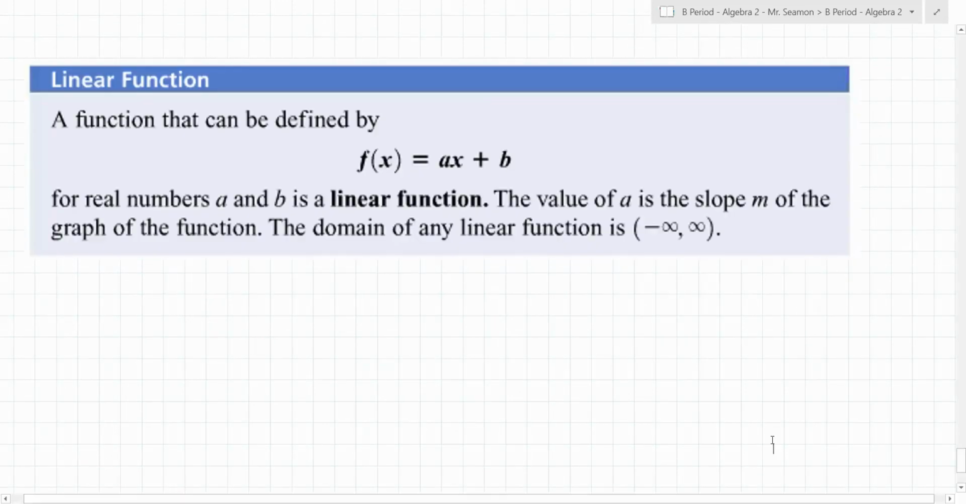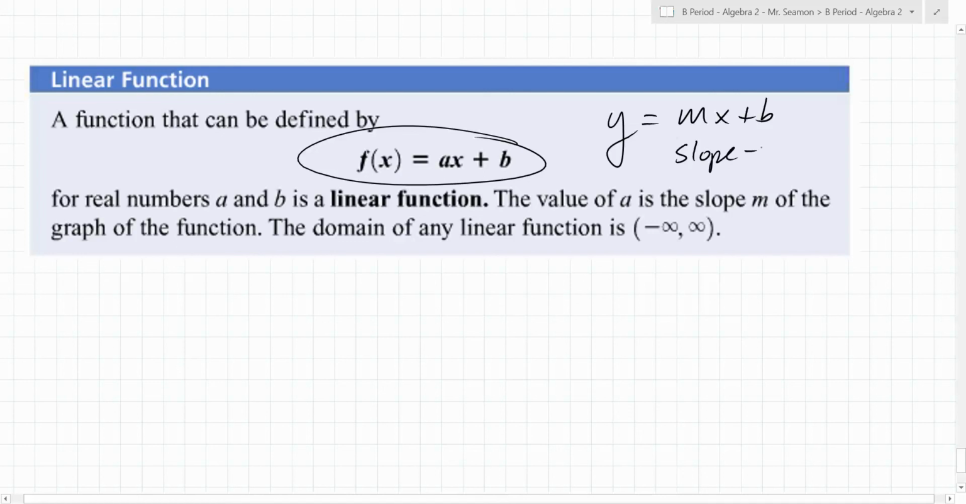So now in this section it goes on to tell you that a function can be defined by f of x equals ax plus b. This should look really similar. This is just y equals mx plus b form, which is just slope-intercept. The only difference between slope-intercept form and what we have now is that instead of y, we have f of x. Instead of m for the slope, they're using a.